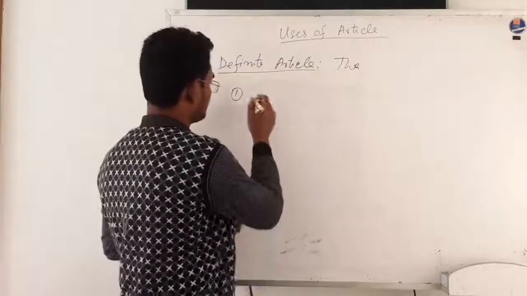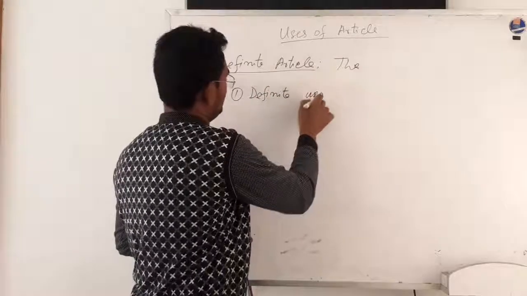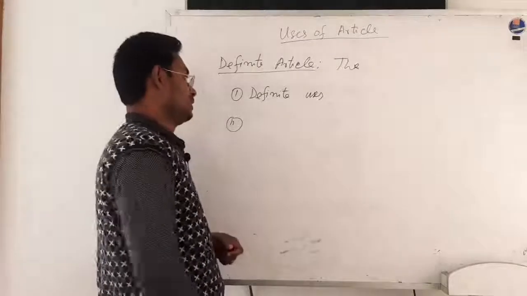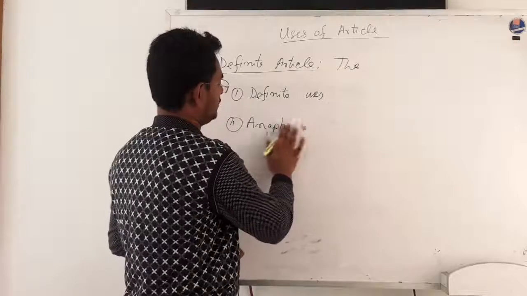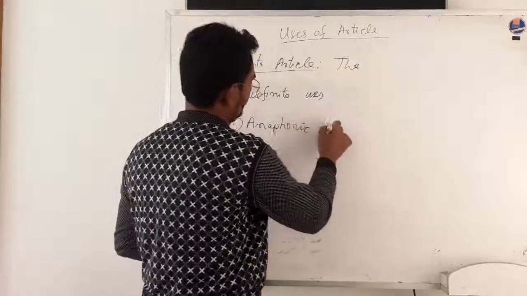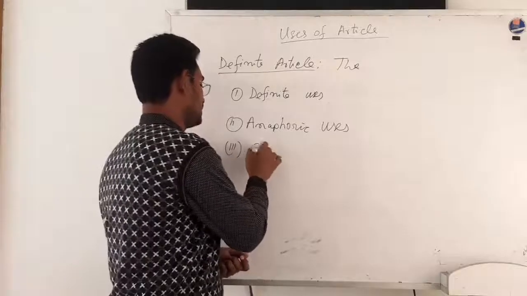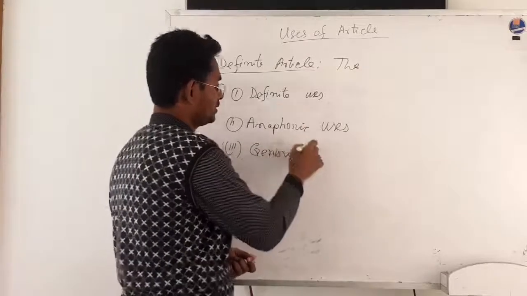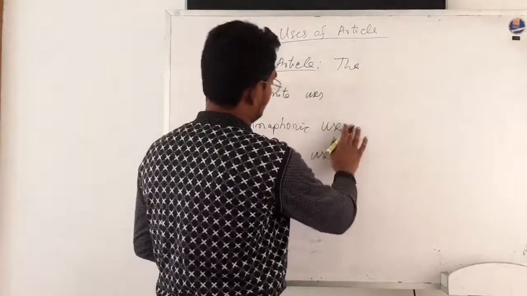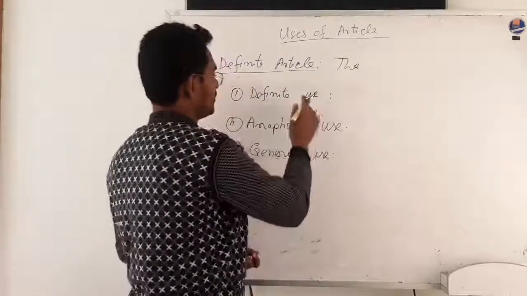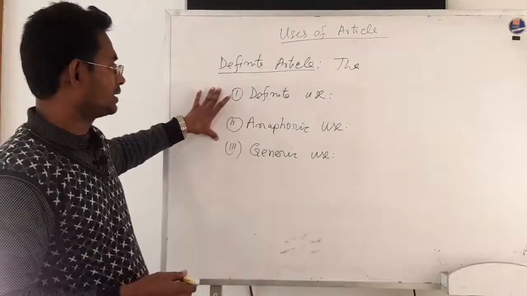First, definite use. Second, anaphoric use. Number three, generic use. Generic use, anaphoric use, and definite use. These are three types of uses of article.